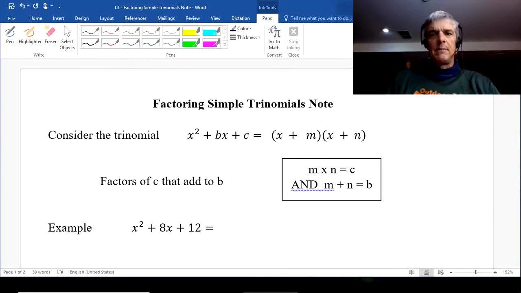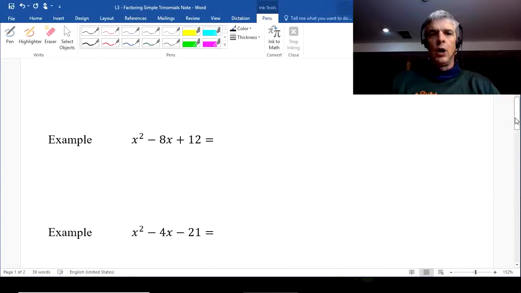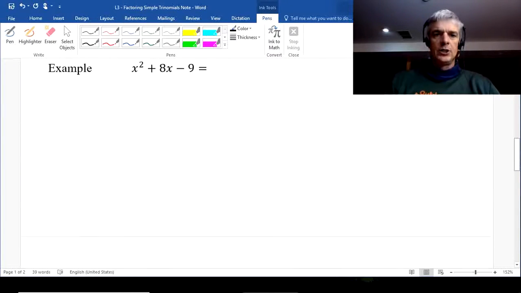But before I actually begin, I'm going to go backwards and go back to multiplying two binomials. So I'm just going to do a simple example and then we'll talk about it a little bit before we move on and do four additional examples.